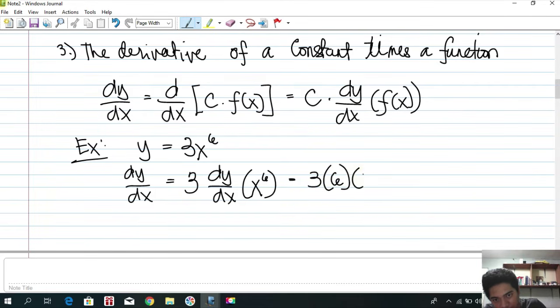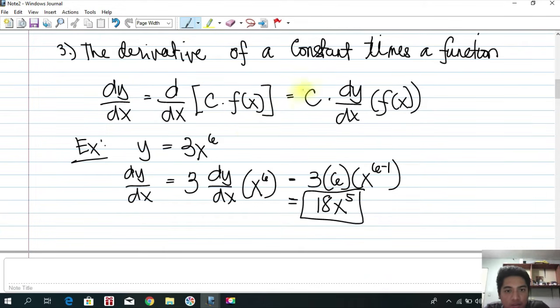Okay? So in order to get that, we have 3, apply our formula, 6 times x raised to 6 minus 1. So we have applied the power formula. To simplify, we have 3 times 6, that is 18. x raised to 6 minus 1 is 18 times x raised to 5. So if we have a constant, simply we're going to get the derivative of this function and isolate this constant.